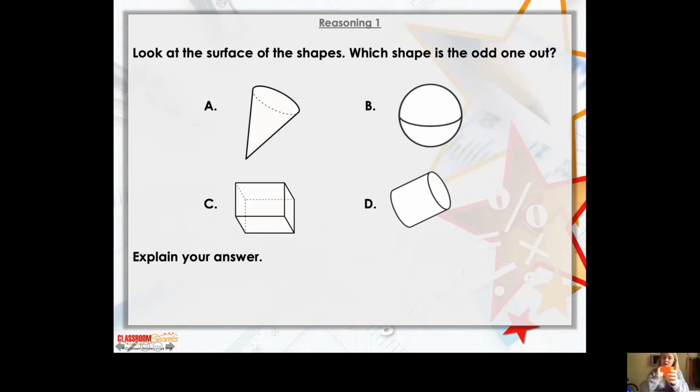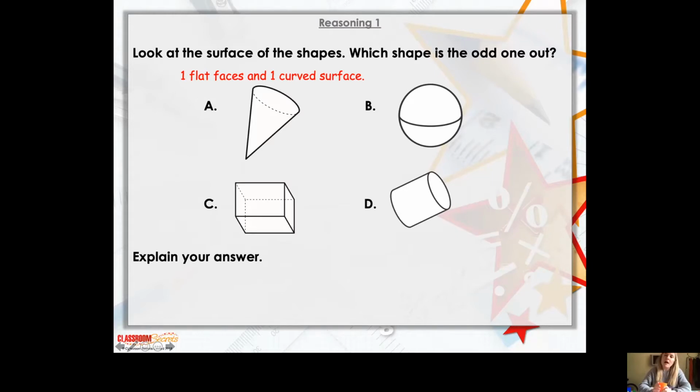Now, how many flat faces does a cone have? Yes, look, a cone has one flat face, doesn't it? And it also has one curved surface that goes around the shape. So we've got one flat face and one curved surface. Sorry, that's meant to say one flat face, not one flat faces.